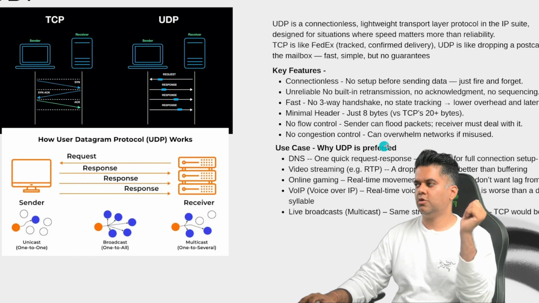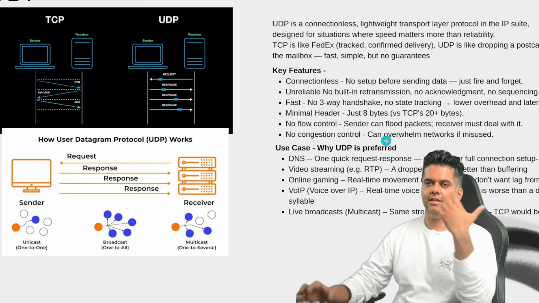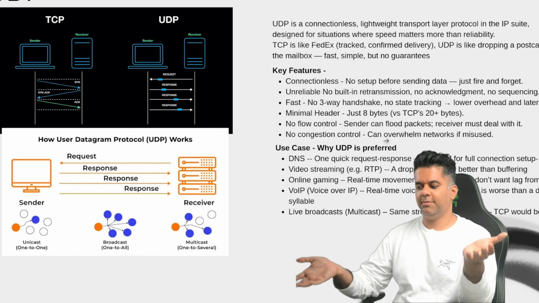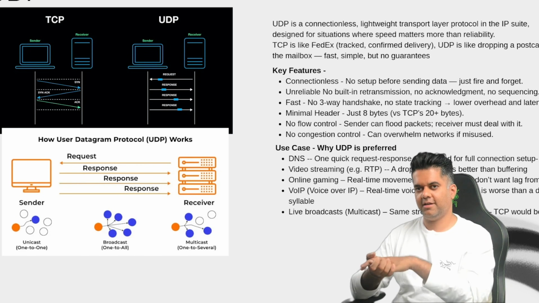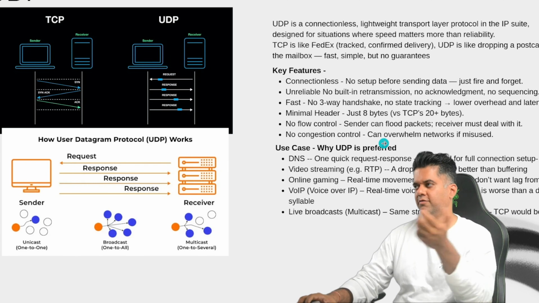And no congestion control. So it can overwhelm networks if it's misused. That's something we can discuss later on, like how even UDP is not that great from a security standpoint. Like nothing is great from a security standpoint, right? So the best security advice is just to shut down your laptop and go outside. That's the best security advice. But then we'll discuss it for UDP also.